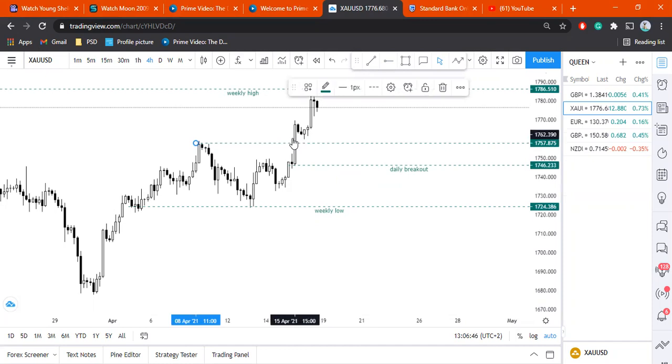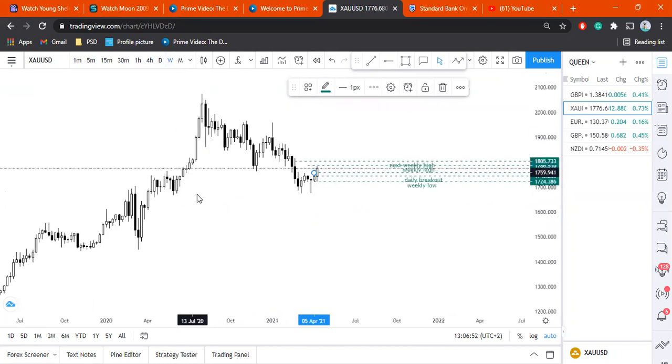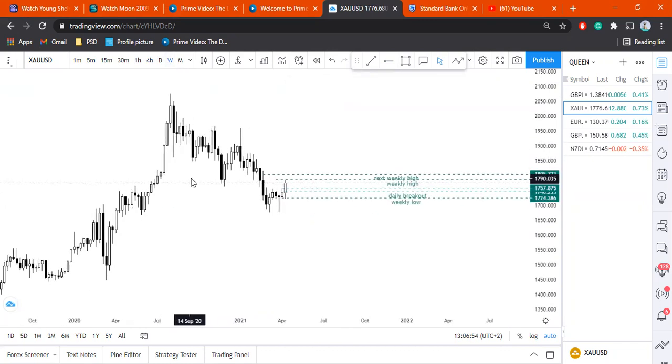So for someone who wants to get into this trade, they would enter right here. However, for us, let's look where that point is on our weekly candle. The daily breakout is this candle, is this line that I just put right here. Sorry about the mess, but this is the daily candle.